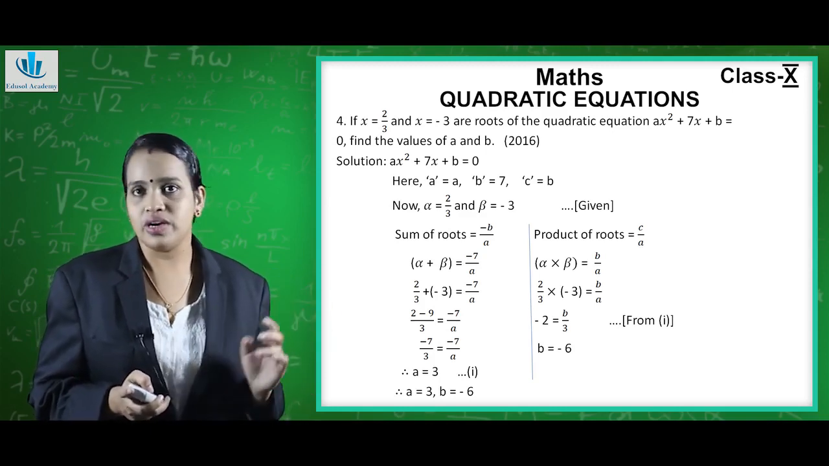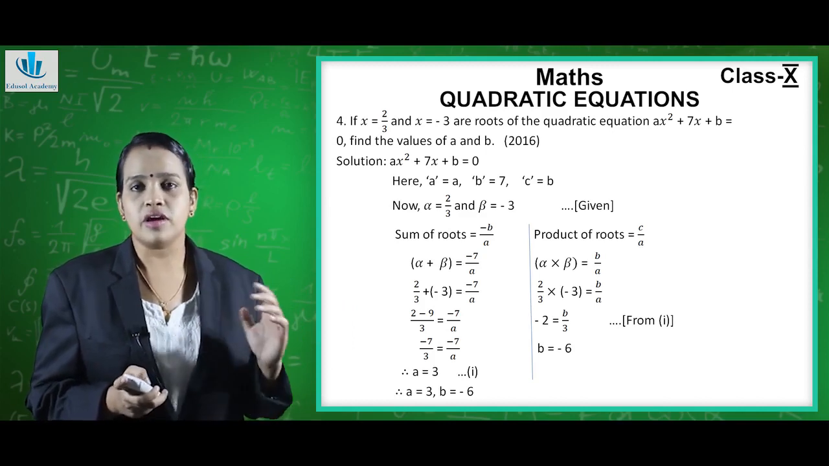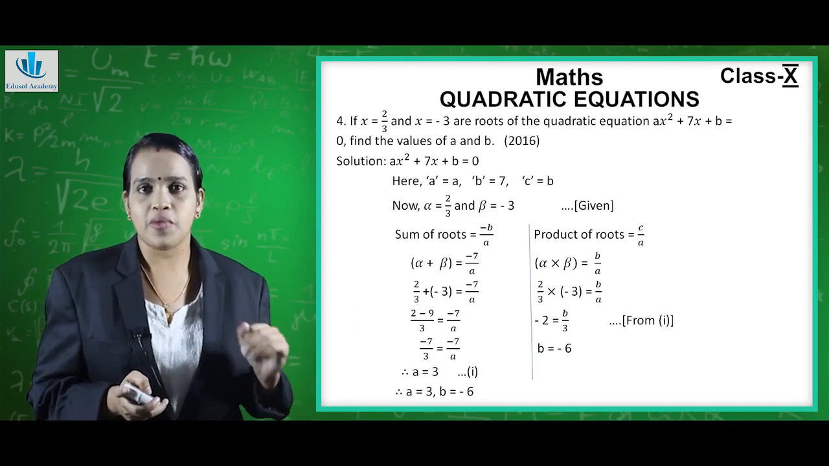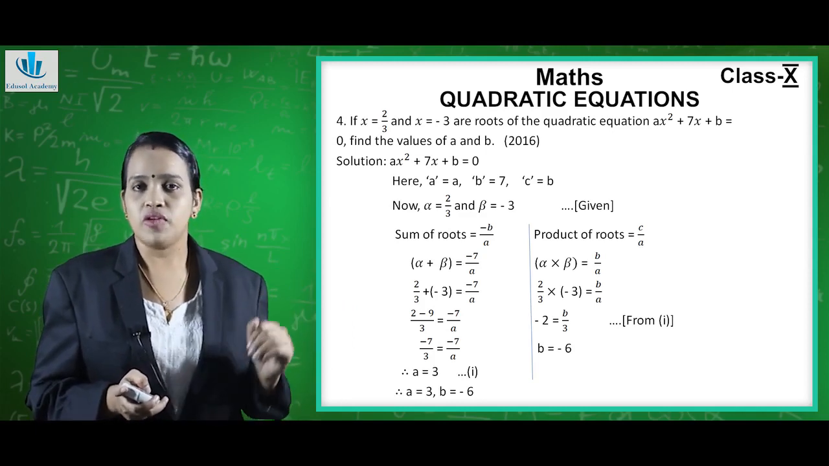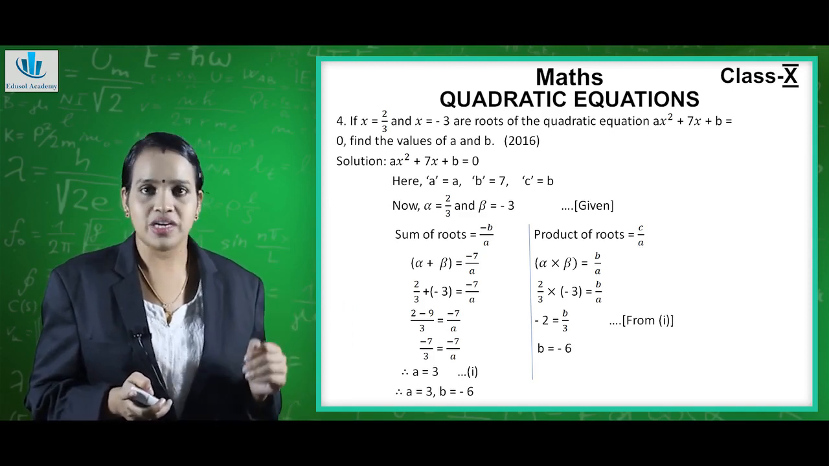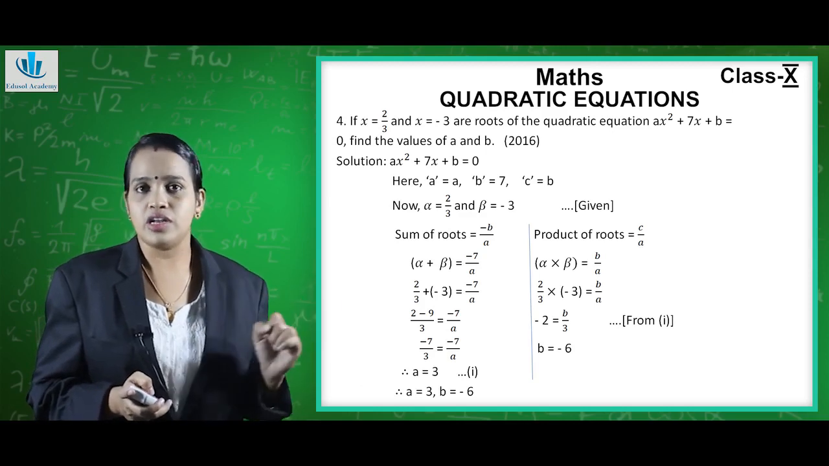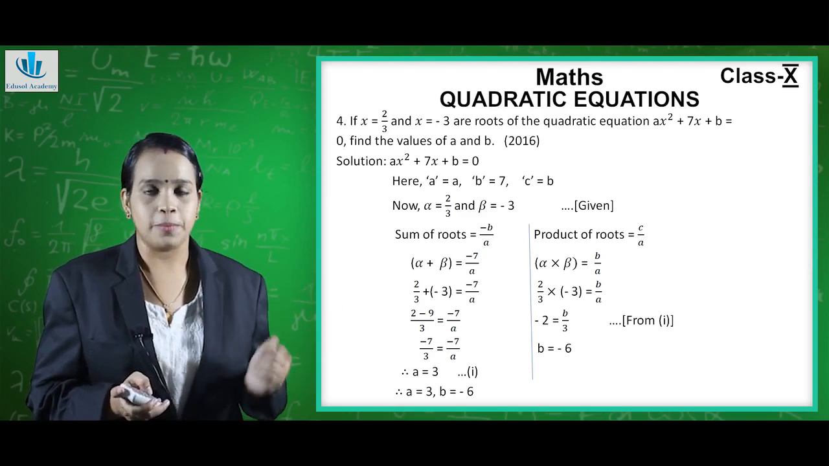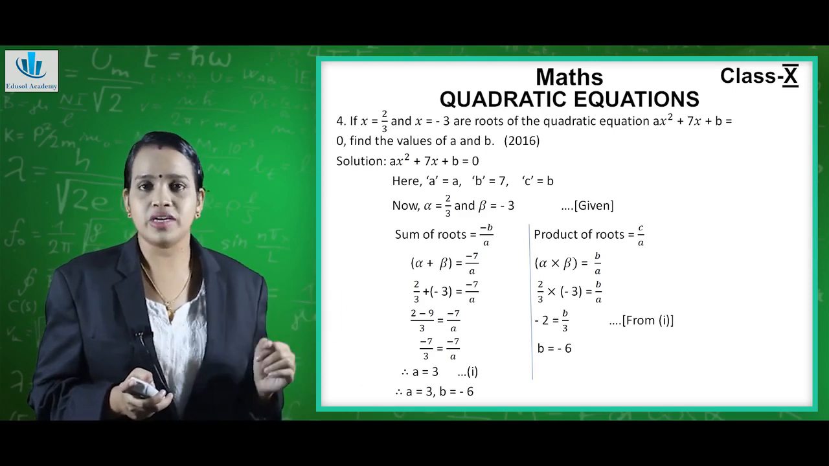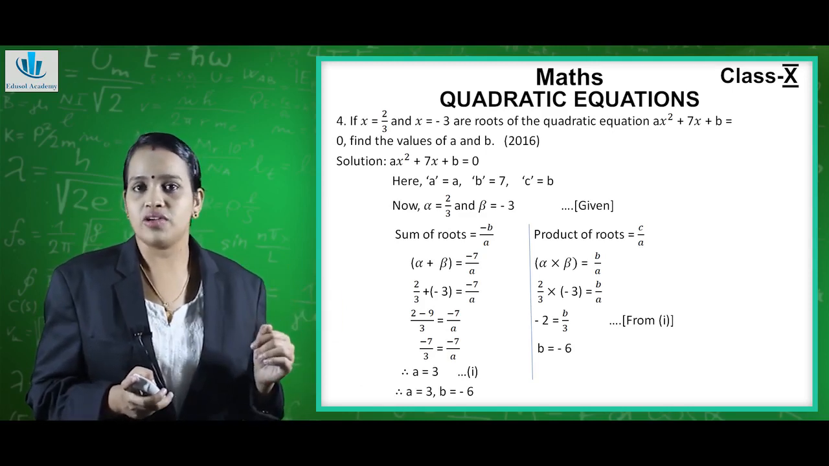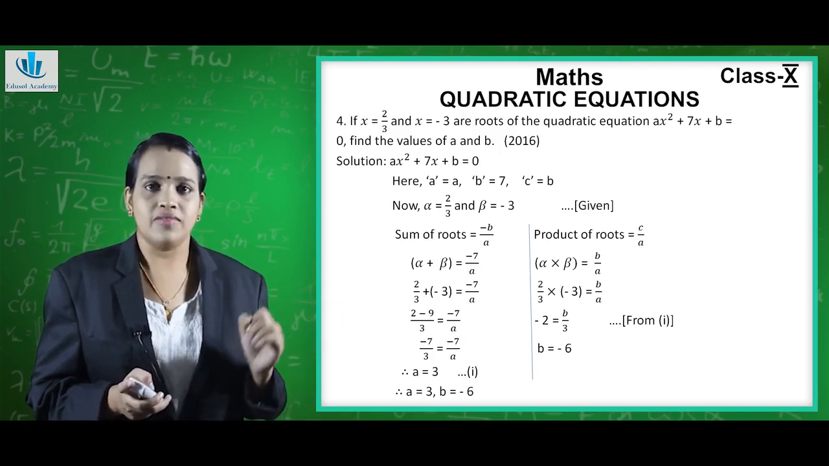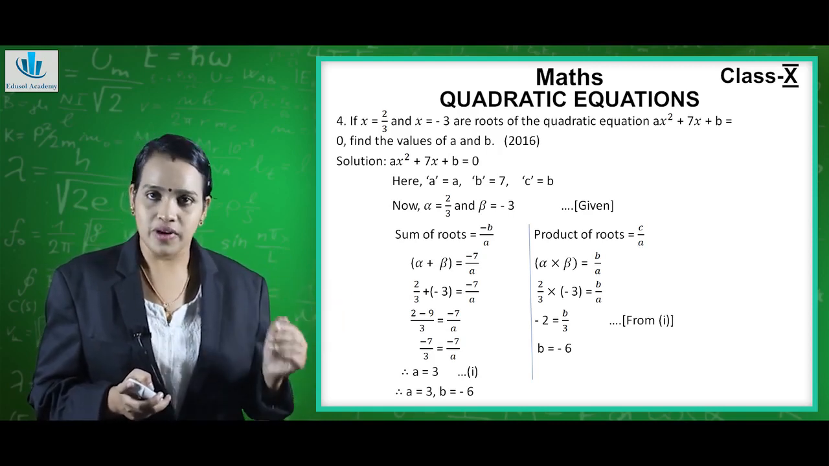It is already given in the question. Now when we sum it, the sum of roots is equal to minus b upon a, and the sum of roots is nothing but alpha plus beta, which is equal to, the b value, you know, it is 7. So minus 7 upon a, the a value. Now alpha plus beta, you can put the values over here also. So 2 upon 3 plus minus 3, which is equal to minus 7 upon a.